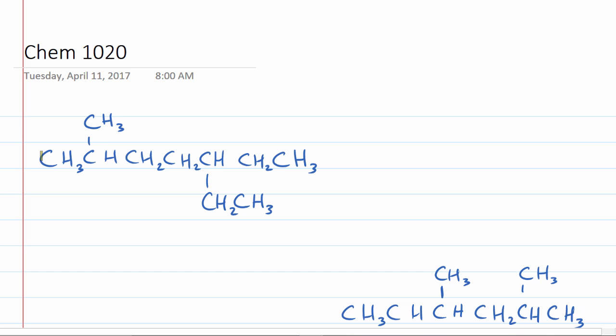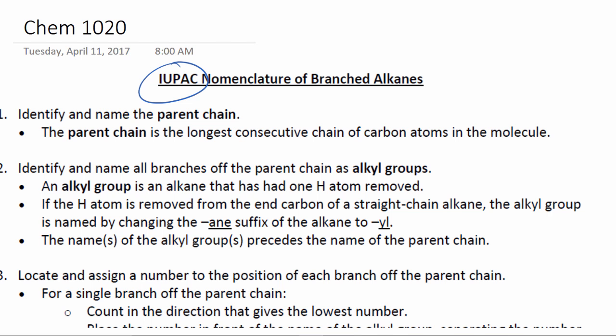It would be 7. So if we count through here, we have a total of 7 carbon atoms. And so if we were to name this chain with 7 carbon atoms, what is the name of a 7-carbon alkane? Heptane, right. So then our next step on here is to identify and name all of the branches off the parent chain as alkyl groups.